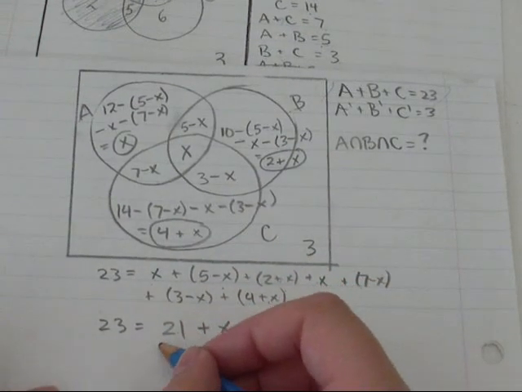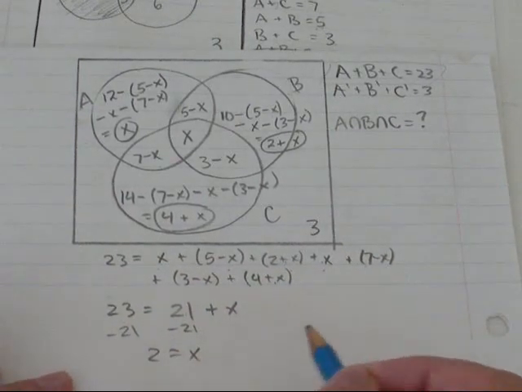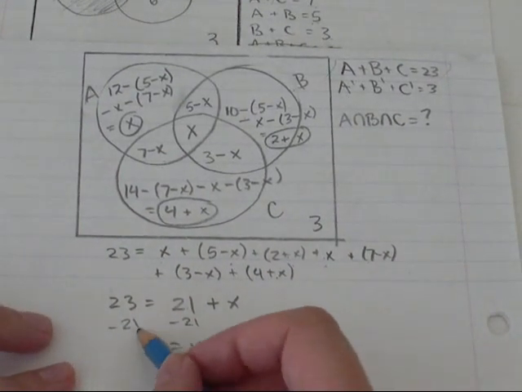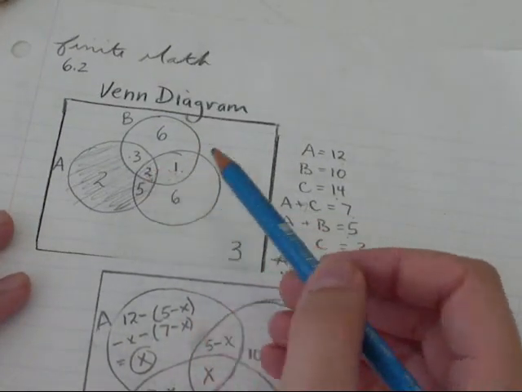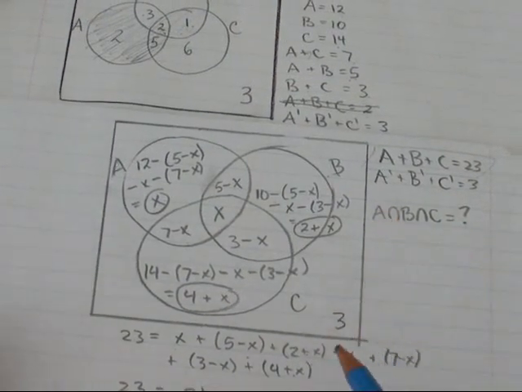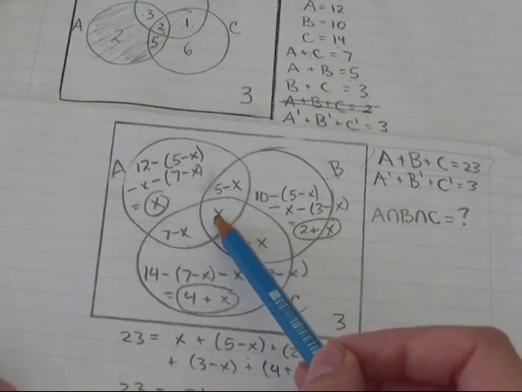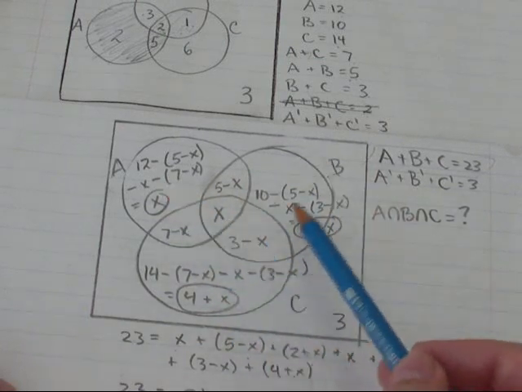I'm going to minus 21 from both sides. And I've got 2 equals X, which is good because if you remember, that's what the center part equaled up here. So that's right. If I was going to check it, I would plug 2 in for X in every spot and make sure that the total added up to 23.